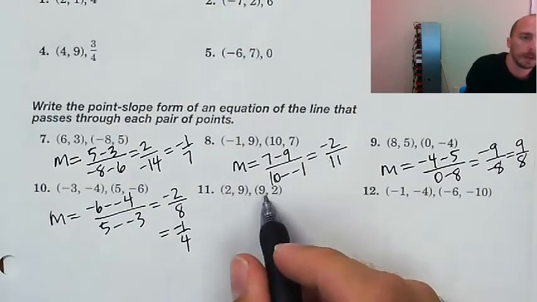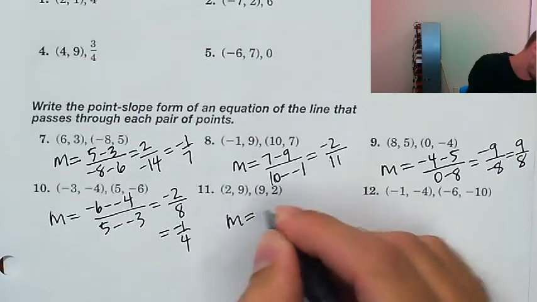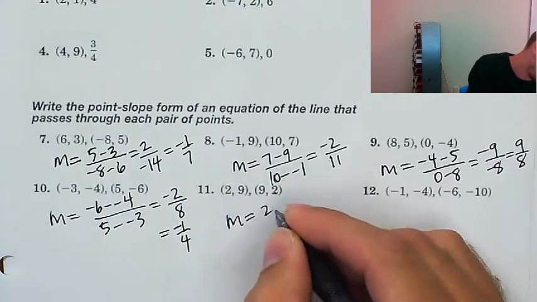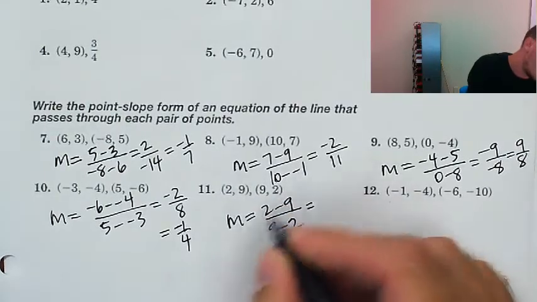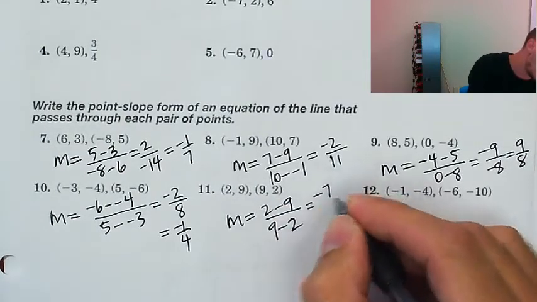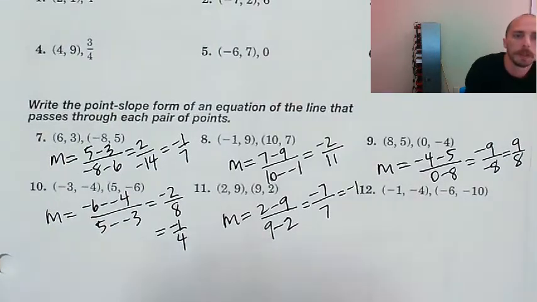All right, number 11, 2, 9, and 9, 2. So y2 minus y1 over x2 minus x1. 2 minus 9, that's negative 7, and 9 minus 2, that's positive 7. So that slope is negative 1.